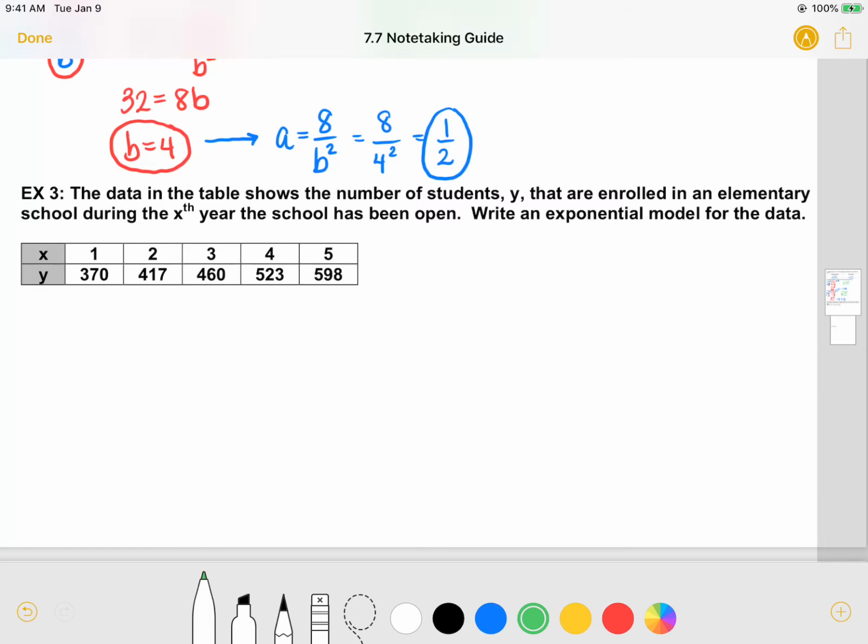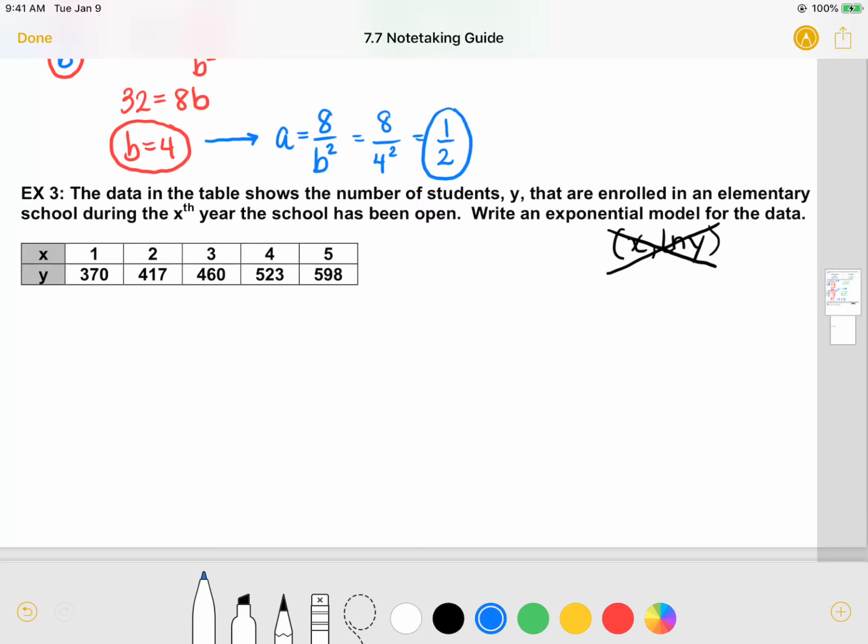Okay, so what I want you to know is that we are not going to be doing any linear transformations. And you might see in your homework, you might see the directions say to take the natural log of y. And what that's doing is doing what we call a linear transformation. So I do not want you to worry about that. What we're going to do is we're going to simply just grab a couple points from the table and use those to write our model just like we did in the first 2 examples.